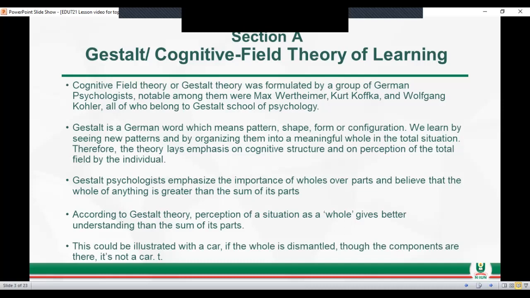Gestalt psychologists, that is the people I mentioned in the first point, emphasize the importance of wholes over parts and believe that the whole of anything is greater than the sum of its parts. That is their belief. According to the theory, perception of a situation as a whole gives better understanding than the sum of its parts.